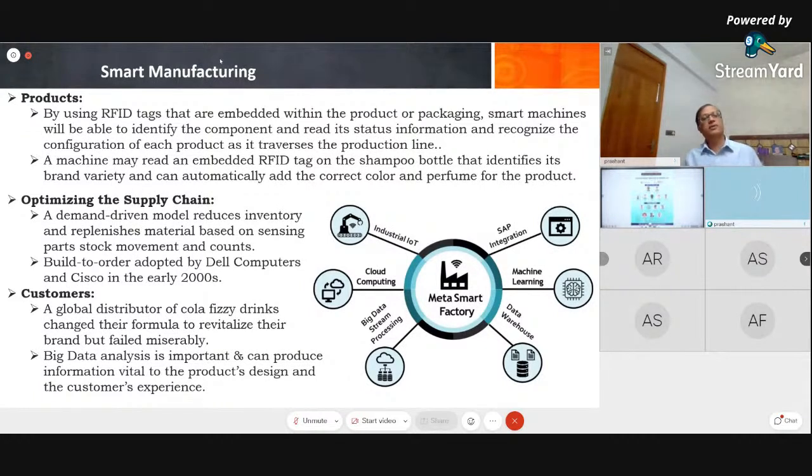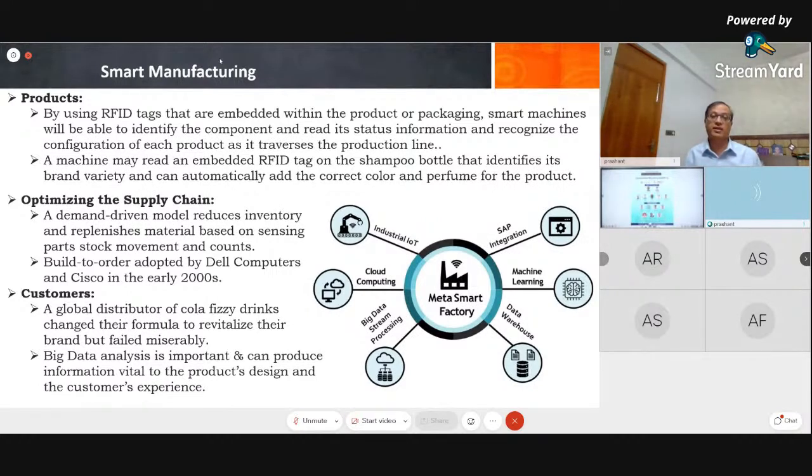There's another example of a cola fizzy drink. Now, the customer is also a crucial entity in the entire paradigm of industry. We need to understand the customer's demand, the customer behavior, customer mood. There are so many things that we are able to judge from the customer side, and it's all possible with big data analytics.